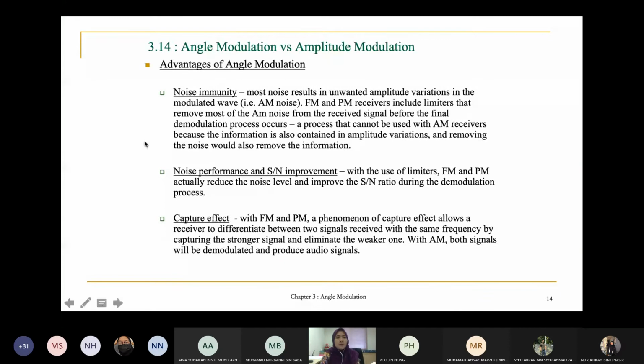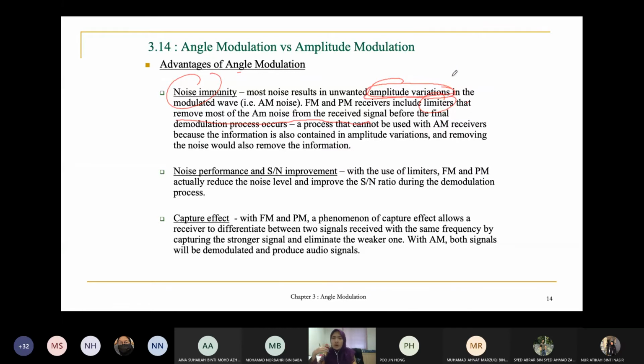So if you look at here, the advantage of angle modulated wave is that it is better in terms of noise immunity. Okay, why is angle modulated wave better in terms of noise immunity? Because in FM and also PM we have the limiters. The function of the limiters is to remove most of the amplitude variation that exists in the modulated signal.